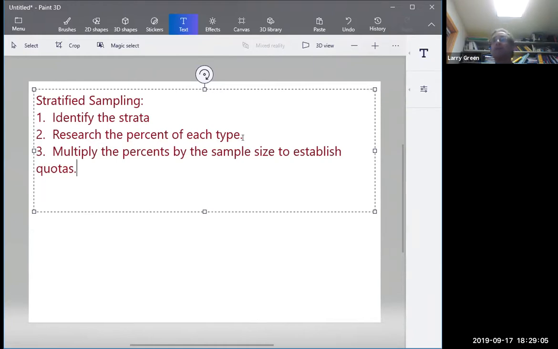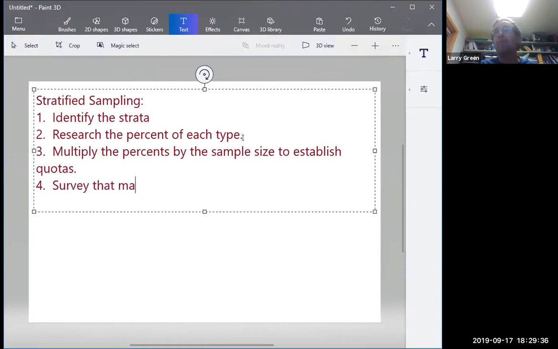The established quotas, again, are the number of each type you are going to be surveying. So if, as I mentioned, there are 58% women Democrats, then that would be 580 women and 420 men. And those are called your quotas. Your next step is to survey that many of each type.